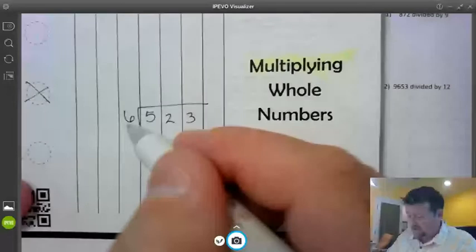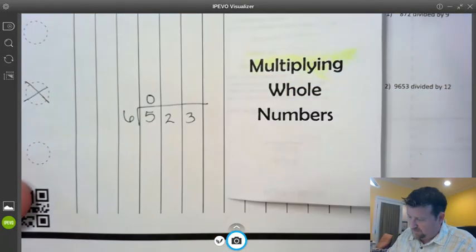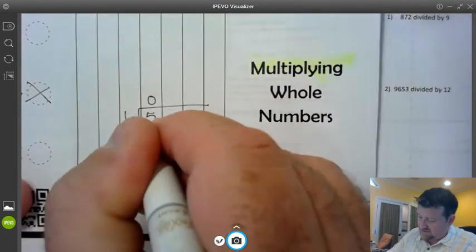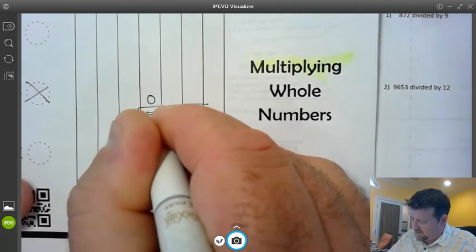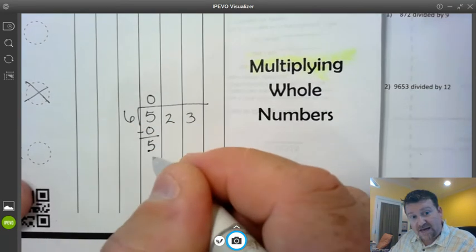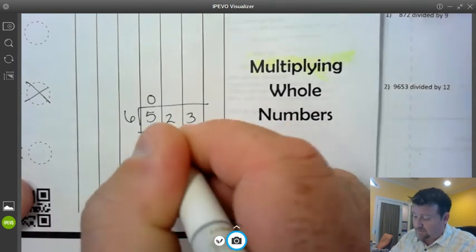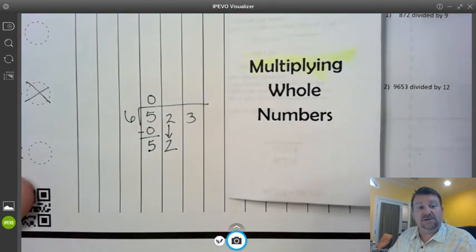So I ask myself, can I divide 5 by 6? The answer to that is no. I can't. So there's our divide step. Now we multiply. 0 times 6 is 0. Now we subtract. And we get 5 minus 0 is 5. Now we check. Is 5 less than 6? Yes. If you can say yes to that, that means you're on the right step. Now we bring down the 2. So now we ask ourselves, can we divide 52 by 6? The answer is yes.